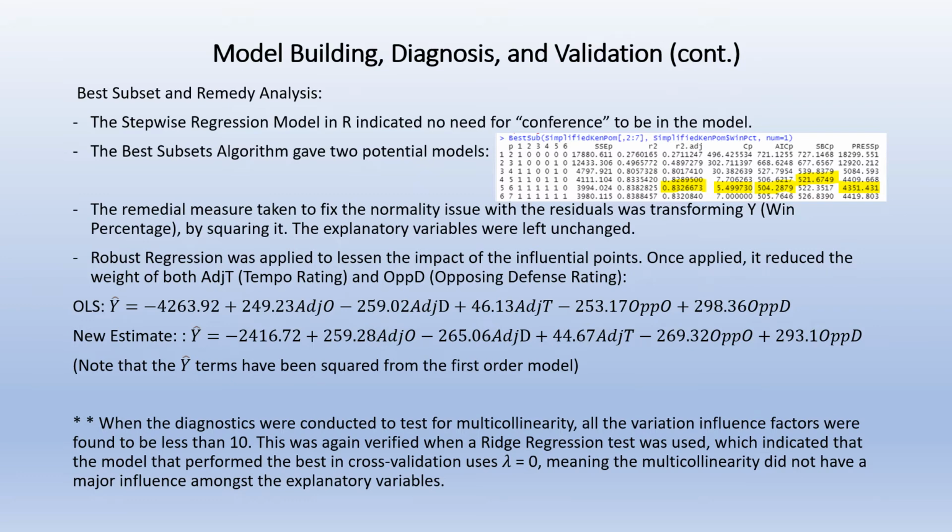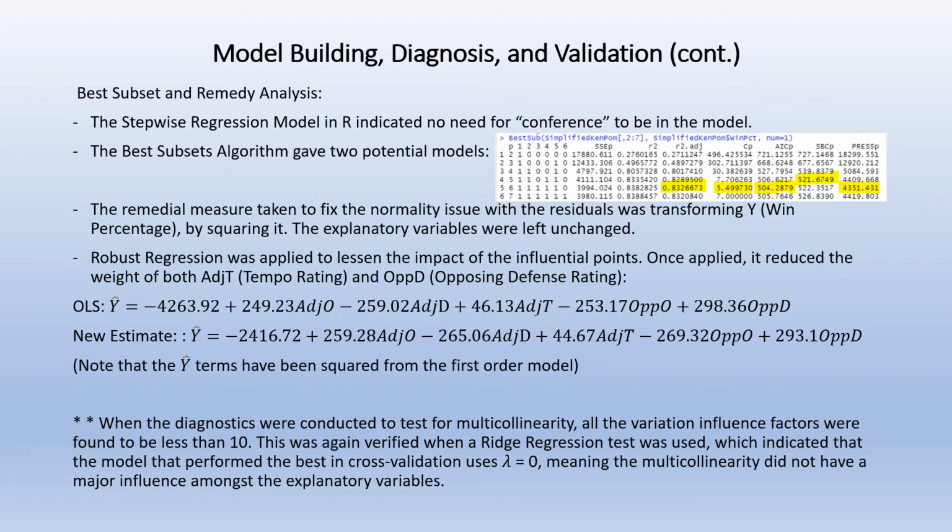Now the remedial measure I took to fix normality was to transform y, and this is mostly due to the residuals not being normal. I decided to square it, and it took me a few steps to figure this out, but I decided to go with the shape of the variable versus predictor plot. I left all the explanatory variables unchanged as I didn't see any need to transform those.